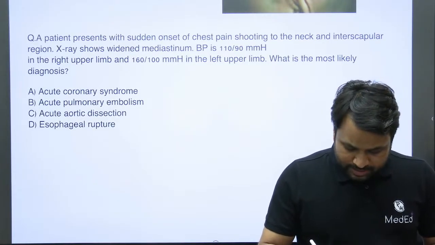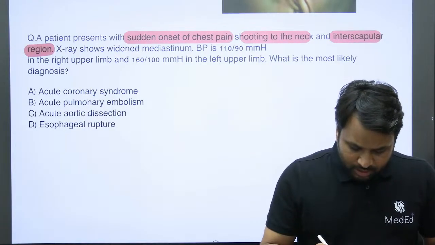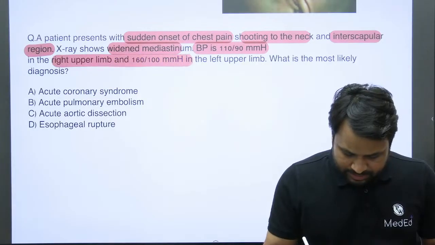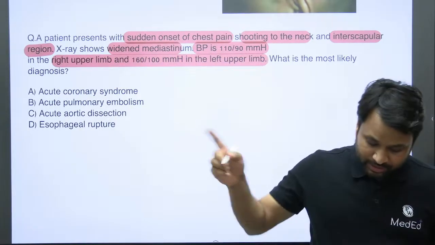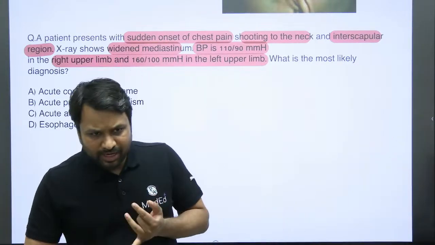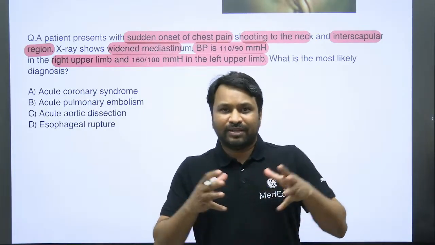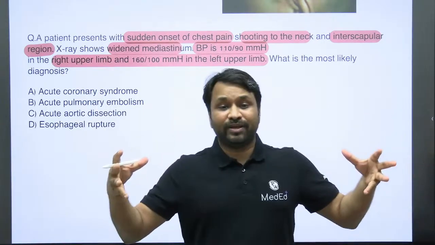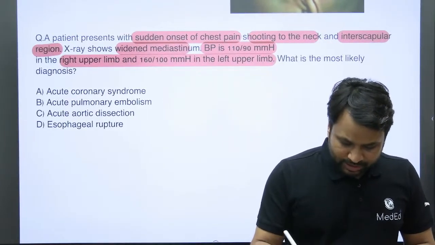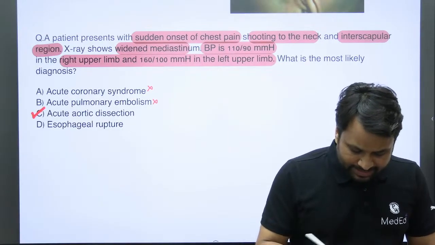A patient presents to you with sudden onset of chest pain, okay, shooting to the neck and the interscapular region. On X-ray, widening of mediastinum. BP is 110 in the right upper limb and 160 in the left upper limb. What is the most likely diagnosis? Differential blood pressures are there. Why will the mediastinum widen? Because of aortic dissection. So it is not acute coronary, it is not acute pulmonary, it is your aortic dissection.